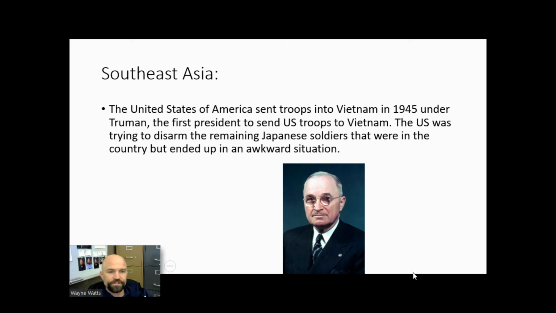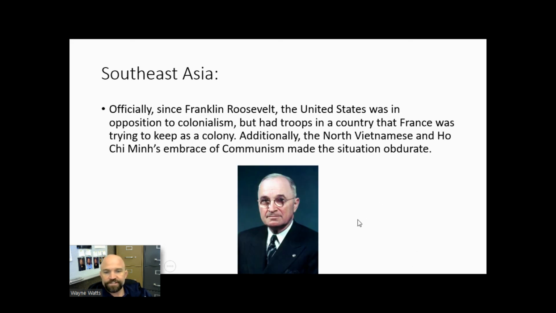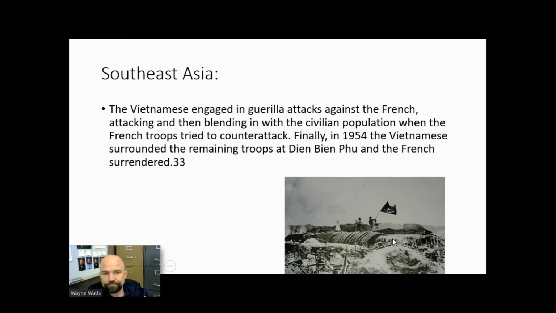The U.S. was trying to disarm the remaining Japanese soldiers that were in the country, but of course it ended in an awkward situation. Officially, since Franklin Roosevelt, the U.S. was opposed to colonialism, but had troops in a country that France was trying to keep as a colony. Additionally, the North Vietnamese and Ho Chi Minh's embrace of communism made the situation obdurate. The Vietnamese engaged in guerrilla attacks against the French, attacking and then blending in with the civilian population when the French troops tried to counterattack.